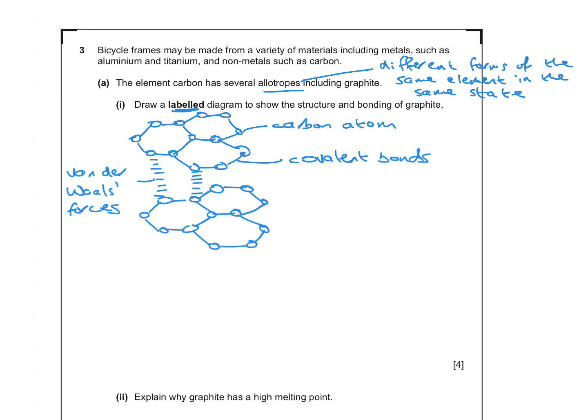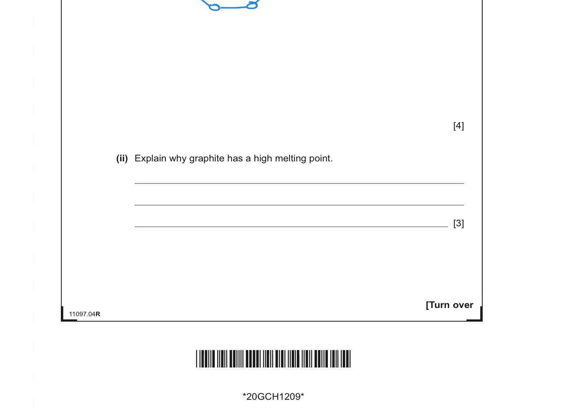So there's a structure of graphite. Hexagonal rings. We've got the carbon atoms labelled, the covalent bonds labelled, the weak van der Waals forces, and then we've shown that it's made up of layers. I've already mentioned why graphite has a high melting point. That's due to the strong covalent bonds that require a lot of energy to break.